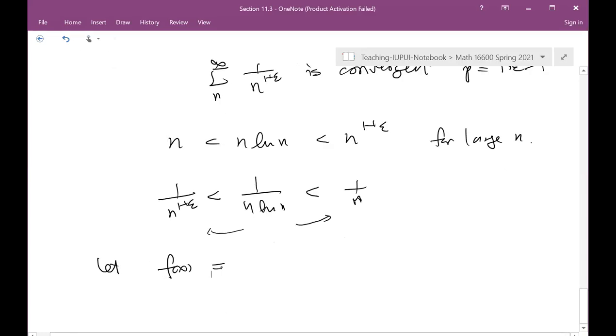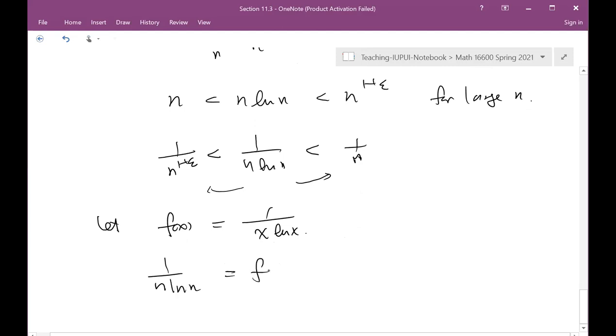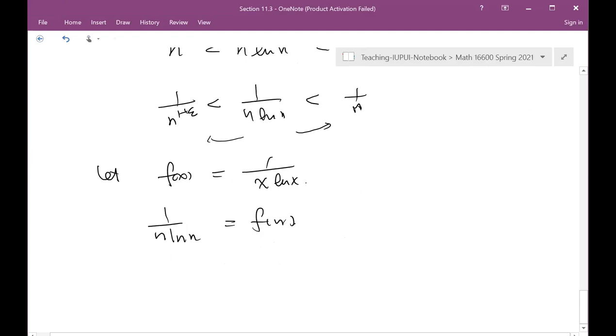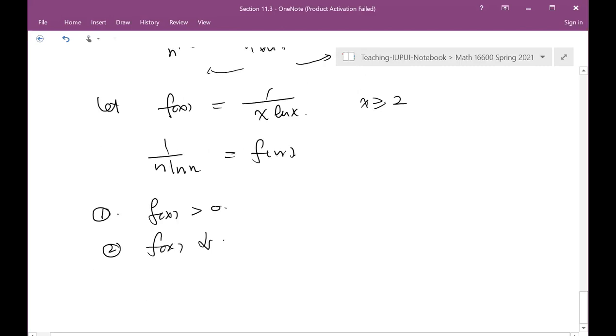What we know is this will be the value of the function. The function is f of x equals 1 over x natural log of x, and 1 over n natural log of n is going to be f of n. So we can use the above theorem to check whether it's convergent or divergent. We have to check the following conditions. f of x is greater than 0, that's clear, for x greater than or equal to 2. Second, is f of x decreasing? The answer is yes. Decreasing, positive and continuous.